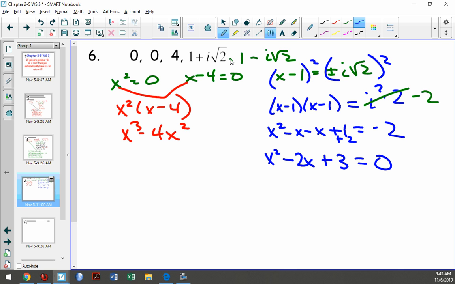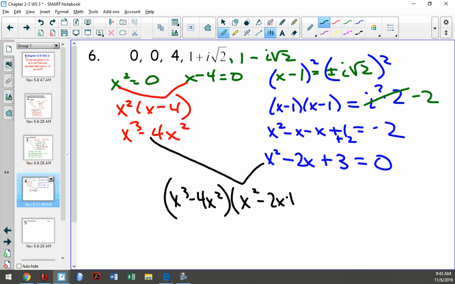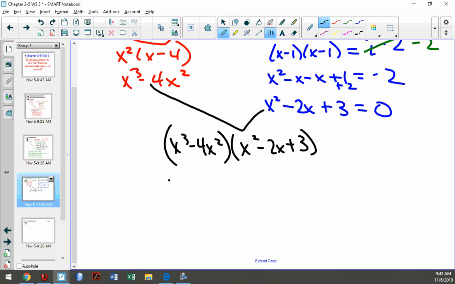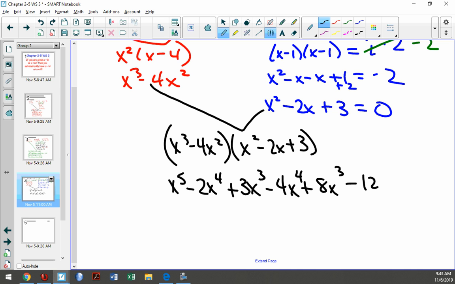Now what am I going to do with the red and the blue? I'm going to multiply them. So I'm going to have x cubed minus 4x squared times an x squared minus a 2x plus a 3. X to the 5th minus 2x to the 4th plus 3x cubed, bless you, minus 4x to the 4th plus an 8x cubed minus a 12x squared.